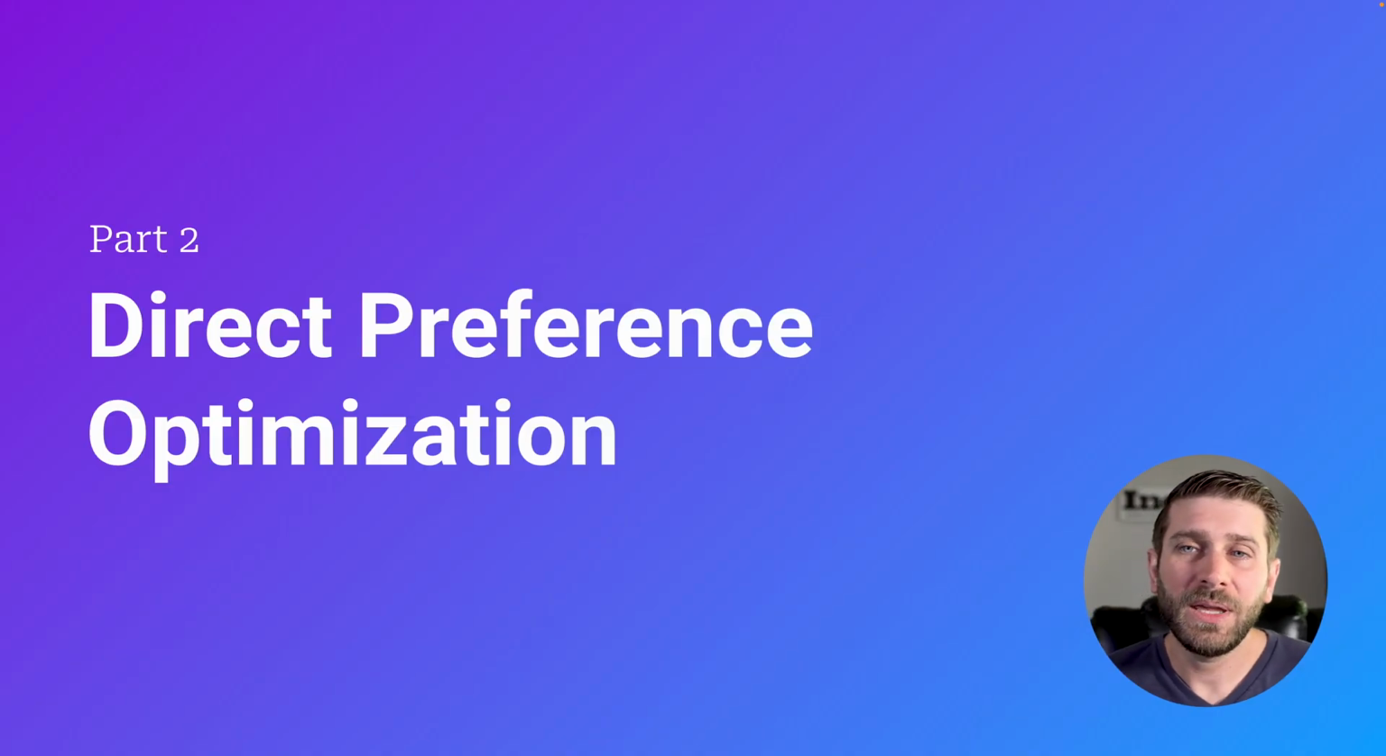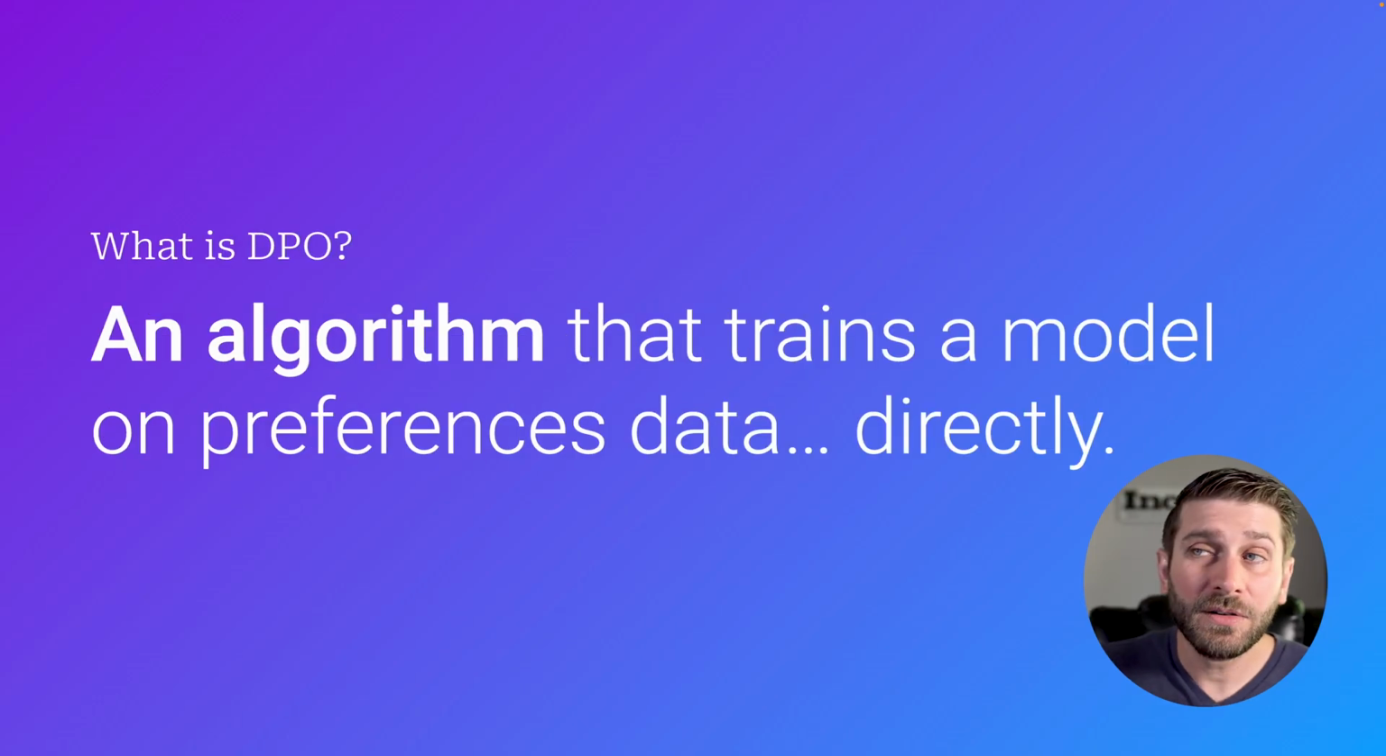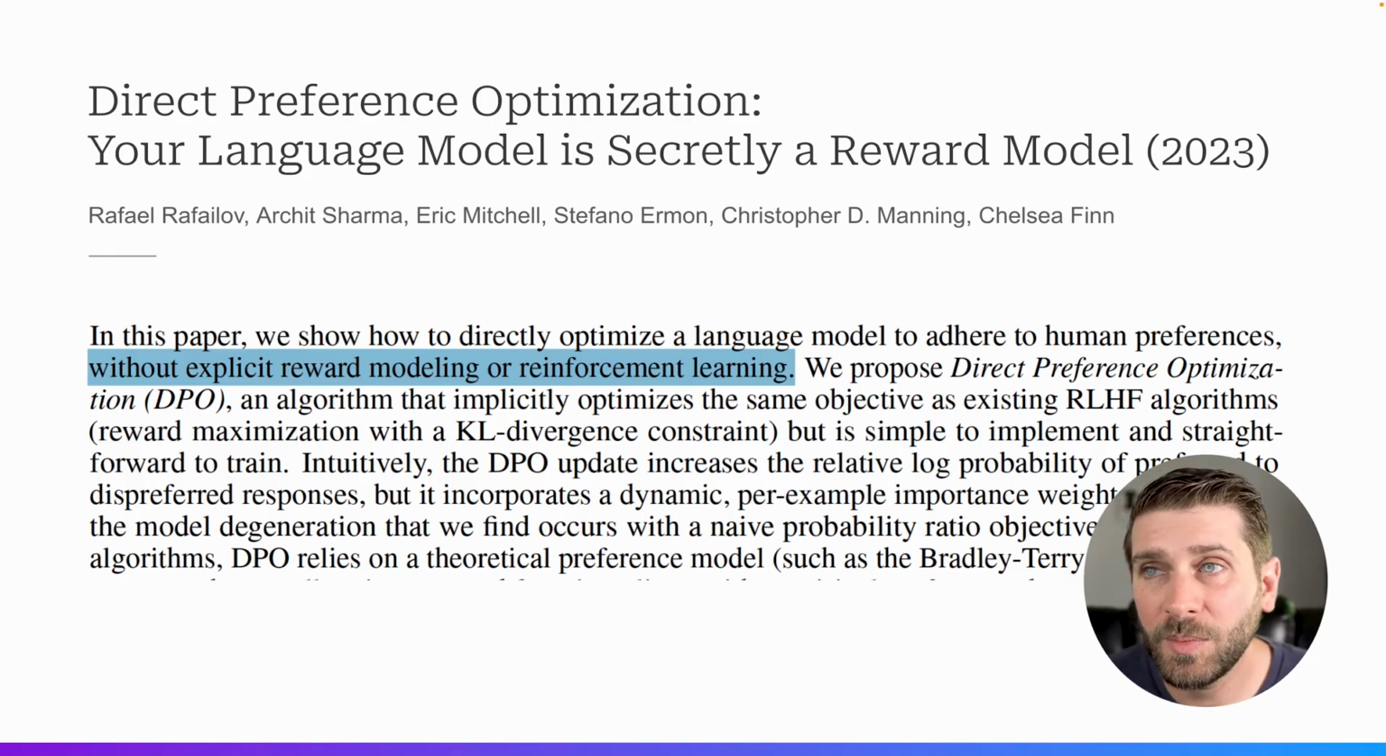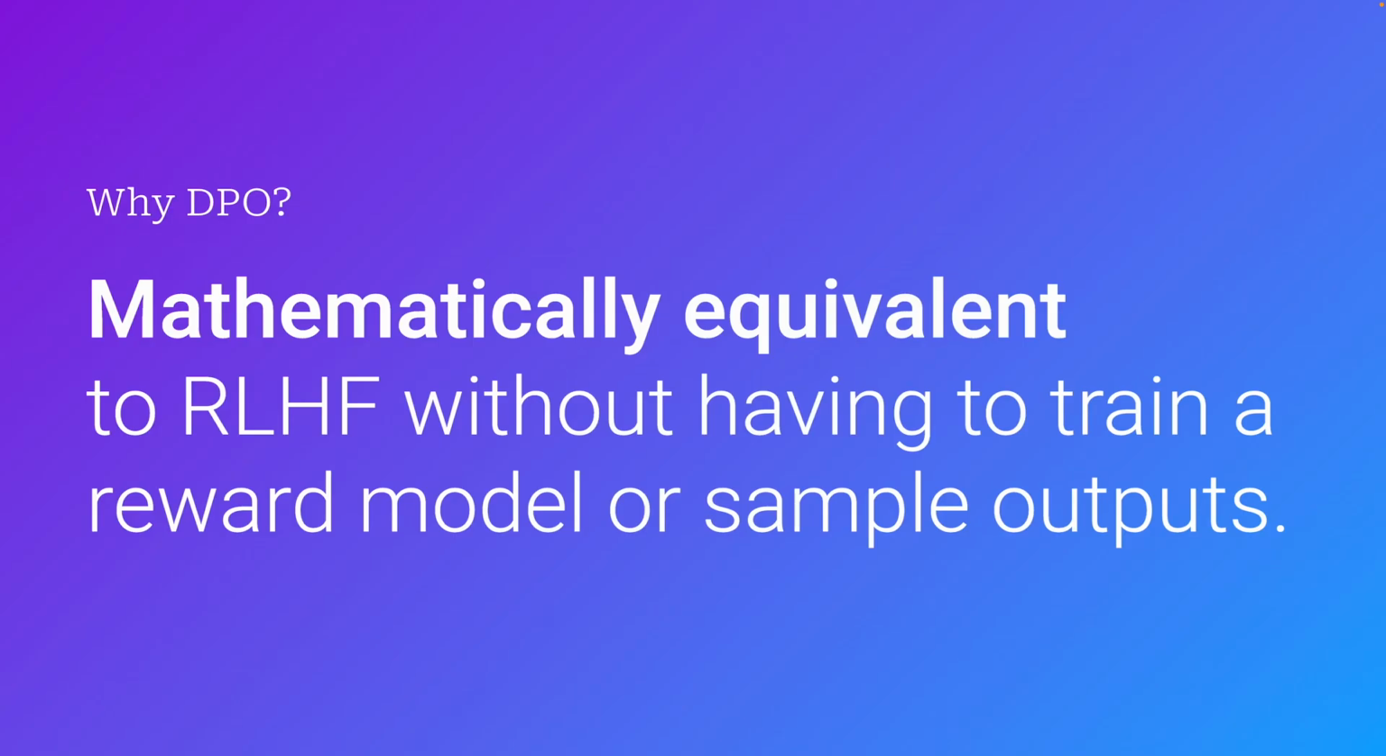Now let's talk about DPO, Direct Preference Optimization. It's an algorithm that trains a model on preferences data directly. So we're talking about the same data, and we're going to make it really direct. And here's the paper, Direct Preference Optimization: Your Language Model is Secretly a Reward Model. So they say, in this paper, we show how to directly optimize a language model to adhere to human preferences without explicit reward modeling or reinforcement learning. So there's no trial and error, and we don't have a reward model. That's why it's called Direct Preference Optimization. It is mathematically equivalent to RLHF without having to train a reward model or sample outputs.